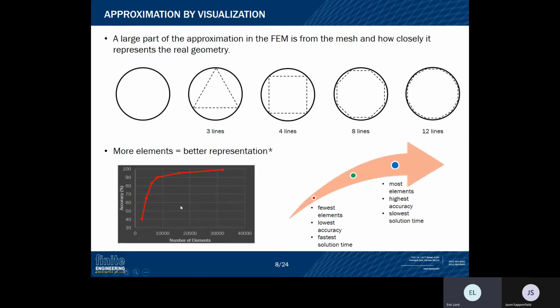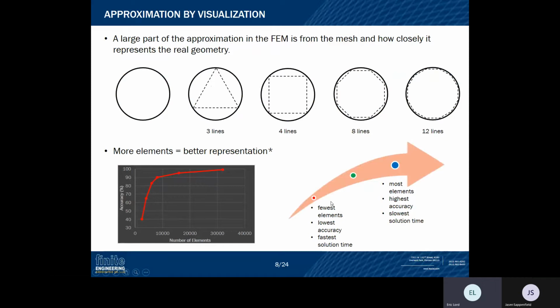And so here's a plot in the lower left-hand corner here. We have accuracy on our y-axis and number of elements on our x-axis. So what we can see is that as we increase our number of elements, our accuracy increases. We'll never get to 100%, but we can get very, very close. And you can see it becomes asymptotic whenever we get to a large number of elements.